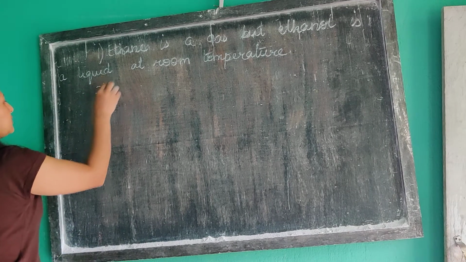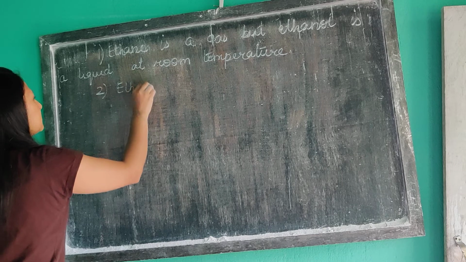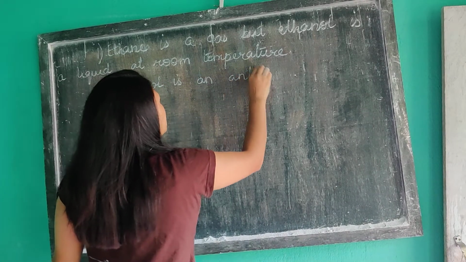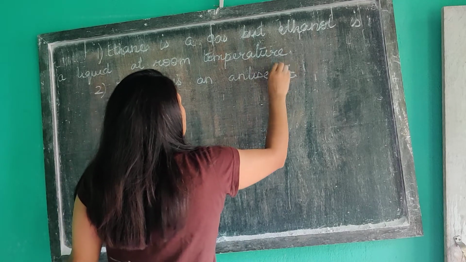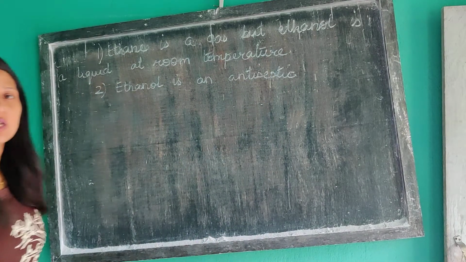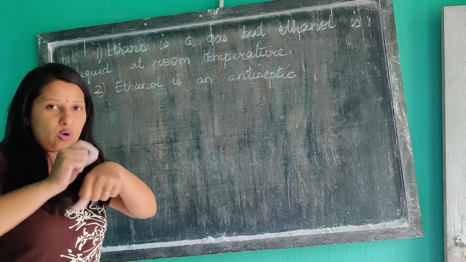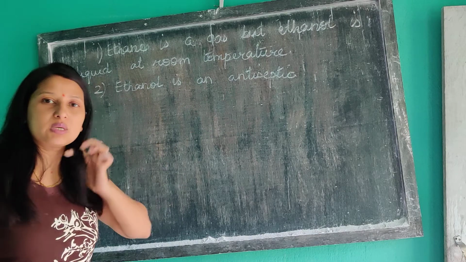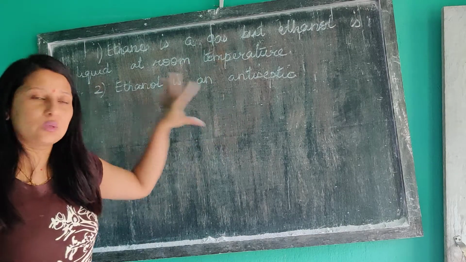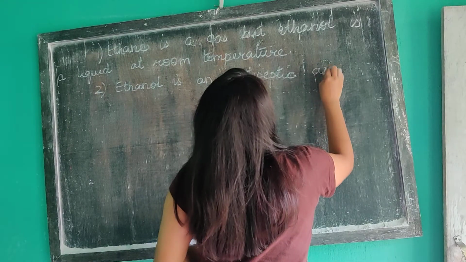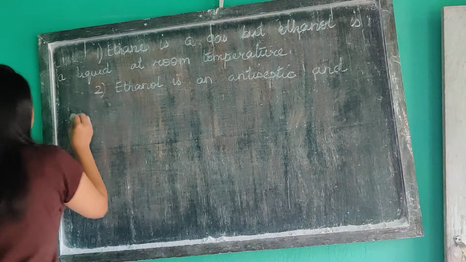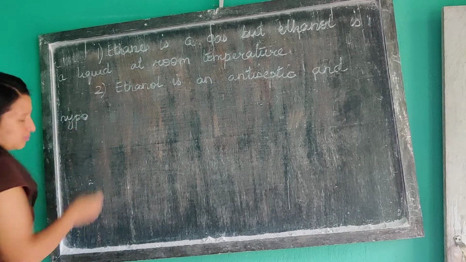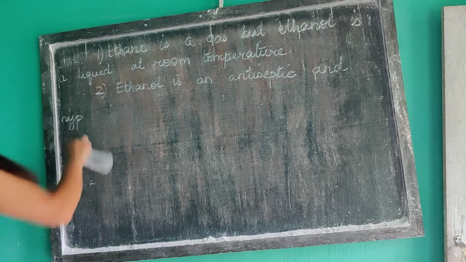Okay. So second difference, ethanol is an antiseptic. It is used in the hospitals for treating wounds. When we go to the hospital and have a cut, they dip cotton and apply it to our wound, that is actually ethanol. Okay, so it is an antiseptic. Antiseptic means it is used for treating wounds. It is an antiseptic and it is also hypnotic. Hypnotic means it induces sleep.